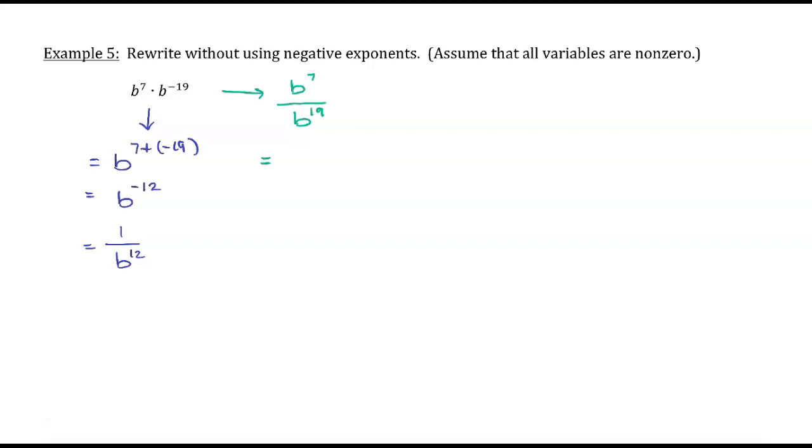Now think about how 7 factors of b in the numerator can simplify with 7 factors of b in the denominator. This will leave us with no more factors of b, or 1, in the numerator, and 12 factors of b left over in the denominator. Either way you think about this expression, you still get the same answer. Let's go on to example 6.